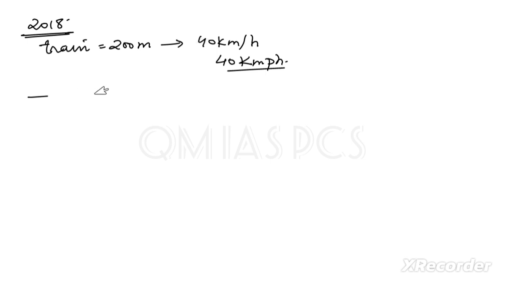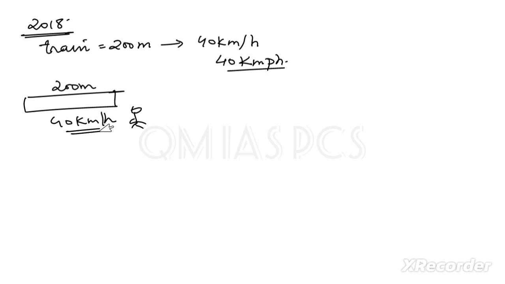So this is the train and it is passing a man, so we have to find the time. This is 200 meter and this is 40 kilometer per hour. Now we have to find the time, but here is the point. So what is the point? The unit.